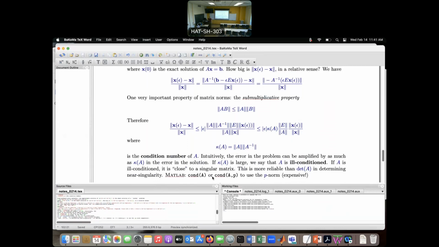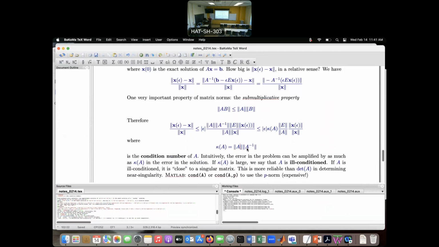To take the condition number of a matrix in MATLAB, you can do cond of A. An optional second argument lets you use whatever p norm you like for computing the p norm of A and p norm of A inverse. No matter what norm you use, computing the condition number is expensive. But the default is to use the 2 norm.